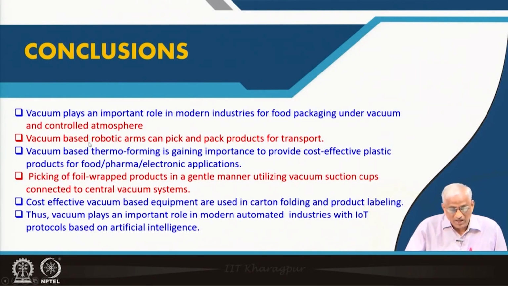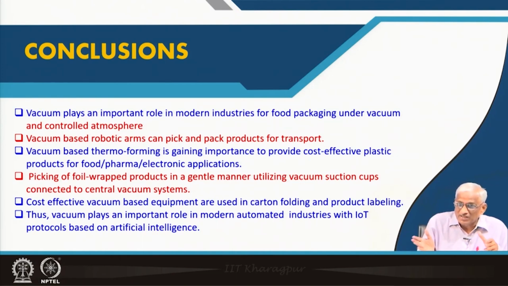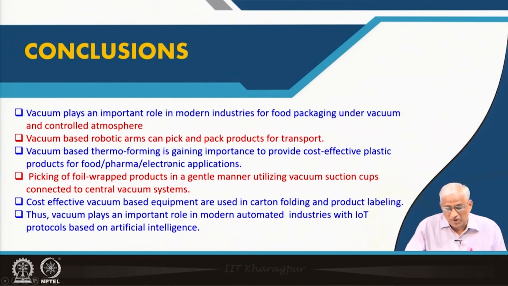So, that is one conclusion, and vacuum based robotic arms can pick and pack products for transport with, of course, some properly designed controllers, electro-pneumatic or electromagnetic controllers connected to your mechanical equipment working under vacuum conditions. Vacuum based thermoforming is gaining importance for cost effective, I repeat, cost effective plastic products, because nowadays plastics are also quite strong and unbreakable and quite good looking and food grade. That means they will not decompose, they will not give any impurities to the food. So, plastic thermoforming using vacuum based formers is going to play an important role.